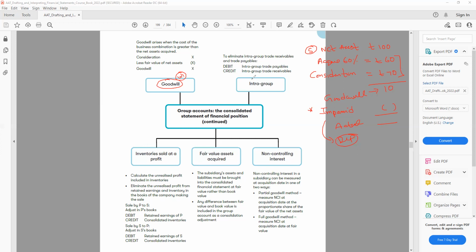The next one we'll talk about is intergroup transactions. An intergroup transaction happens when a parent sells something to a subsidiary, or a subsidiary sells something to the parent. Now, when these two companies are together, if they sell to each other, obviously that doesn't make any sense because these two companies now become one company. And if they sell to each other, the asset will be either with the parent or with the subsidiary.